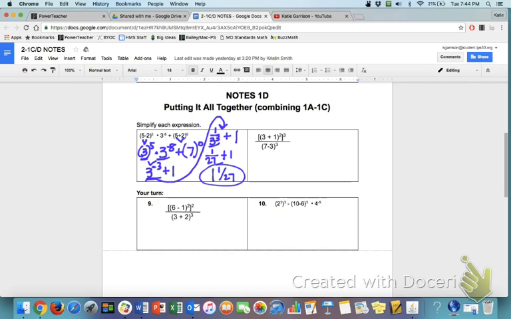Okay, let's look at the second one now. 3 plus 1 in parentheses, we can do that. 3 plus 1 is 4. But then you've still got squared on there, and that whole thing is raised to the third. And then on the denominator, you've got 7 minus 3, which is 4, and then you've got a cube to the third power on that.